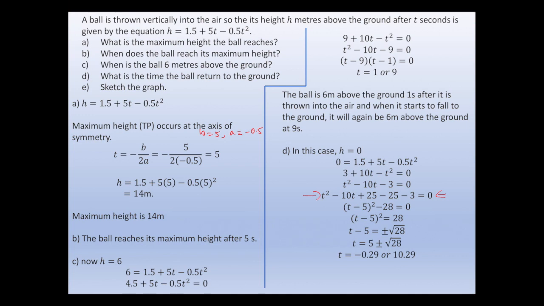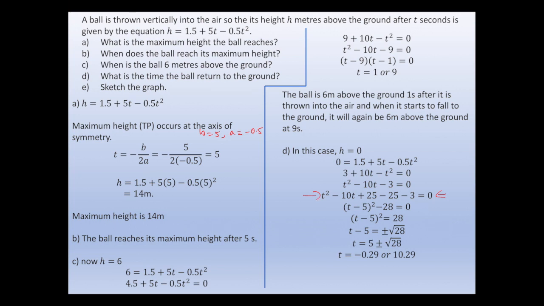Then we complete the square, and we have (t minus 5) all squared minus 28 equals 0. Therefore, t minus 5 equals plus or minus the square root of 28, and t is 5 plus or minus the square root of 28. Now this time, you must reject t equals minus 0.29.